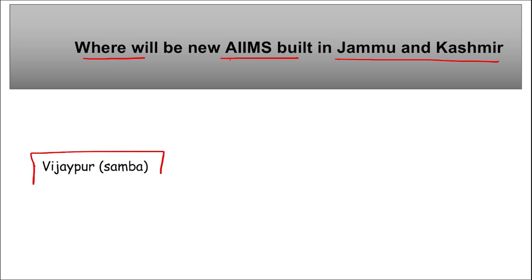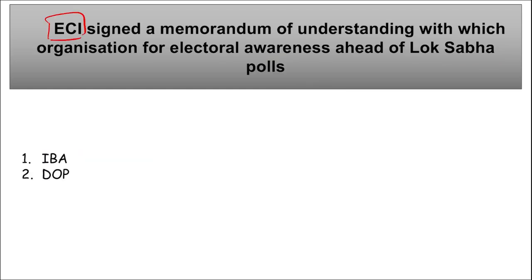Where will new AIIMS be built in Jammu and Kashmir? So in Vijaypur district of Samba, remember here new AIIMS will be built, and recently PM Narendra Modi inaugurated, dedicated and laid the foundations of projects worth more than 32,000 crore rupees in Jammu and Kashmir, and among them he inaugurated this AIIMS Vijaypur in Jammu and Kashmir.